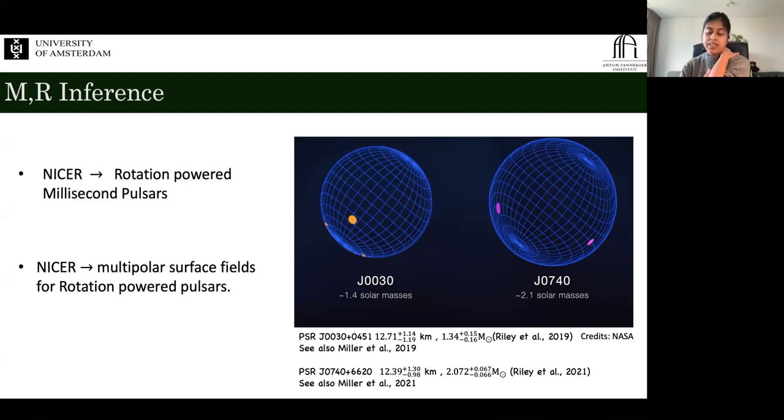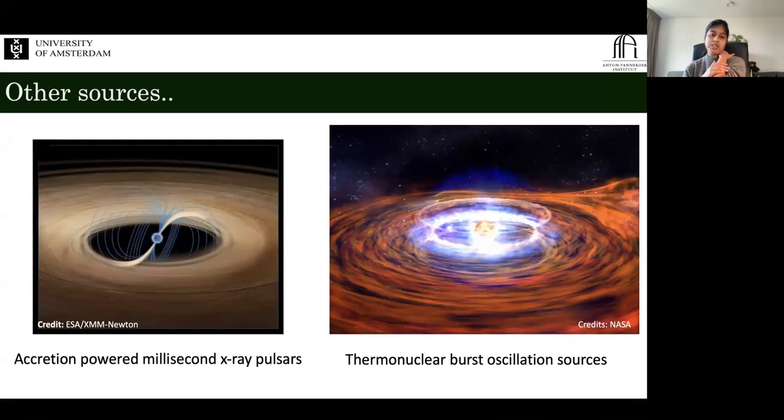So apart from the isolated millisecond pulsars, the other sources for which you can do mass and radius inference for neutron stars using pulse profile modeling are accretion-powered millisecond pulsars and thermonuclear burst oscillation sources. In both of these cases, you have a really highly rotating neutron star, with a millisecond time period, which is why you can see the GR effects much more prominently in the pulse profiles that you get from these sources.